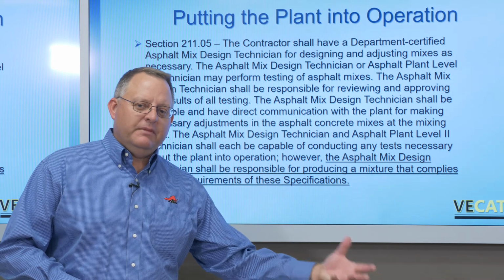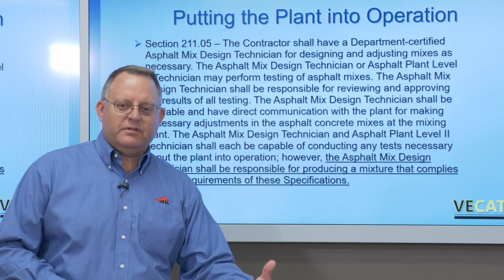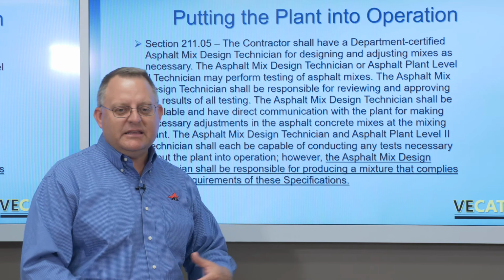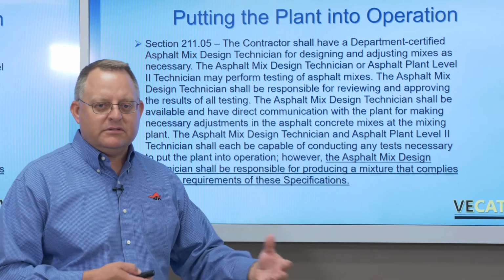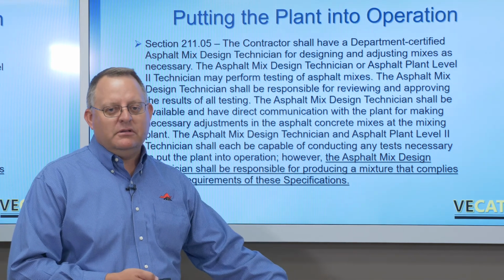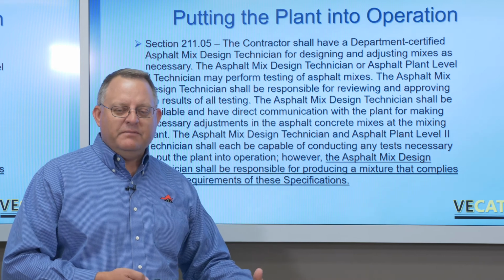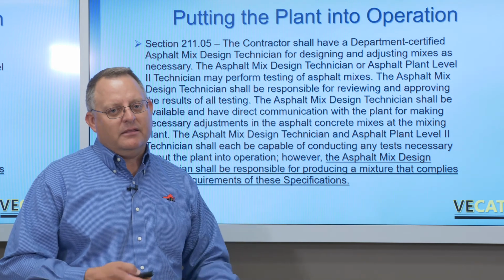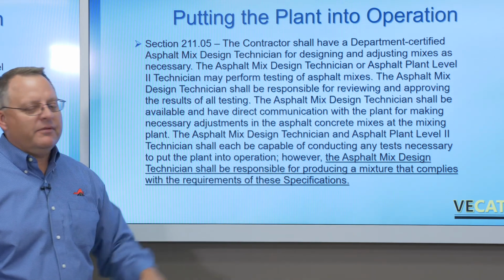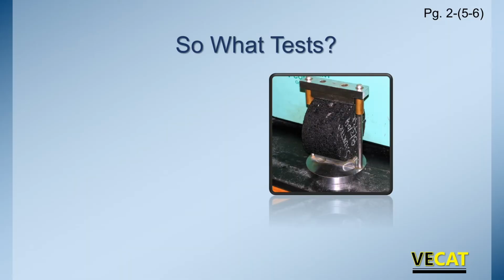Level 2 can pull the mix. They can sample and split it down, run AC content, gradation, volumetrics, put the plant into operation. But as far as the approved mix design and adjusting the plant, those things come from the mix design technician. So, what tests do we perform? For a level 2, what do you perform?